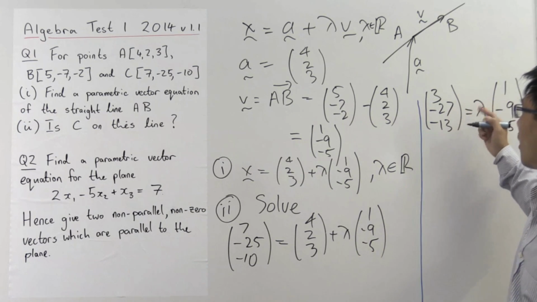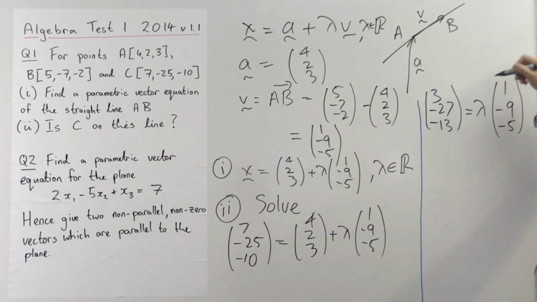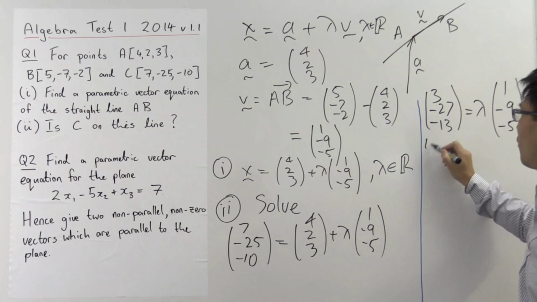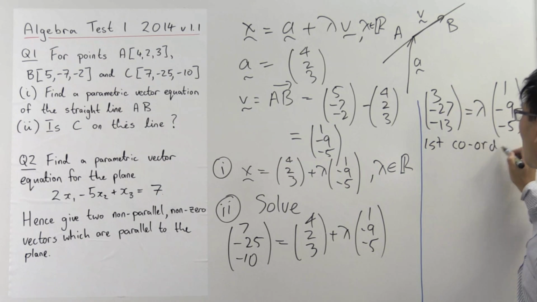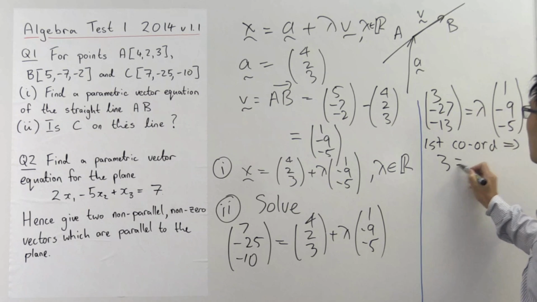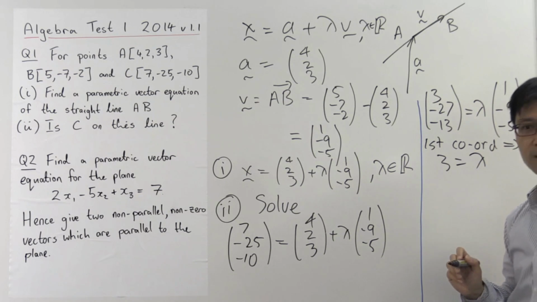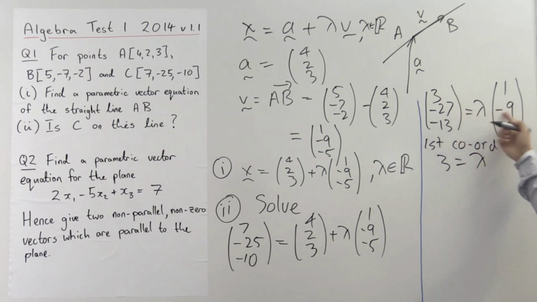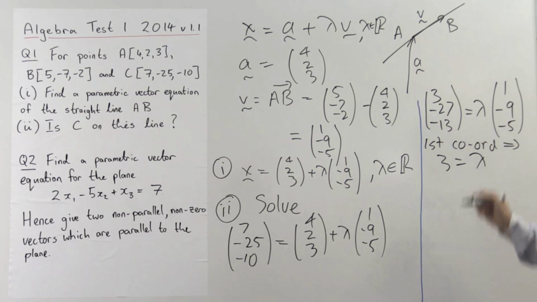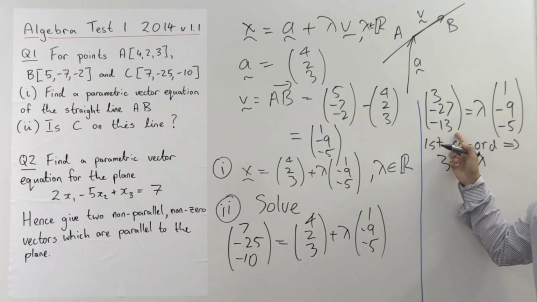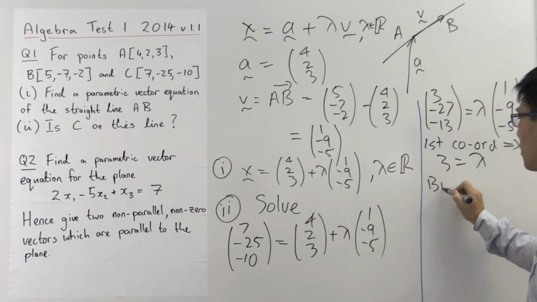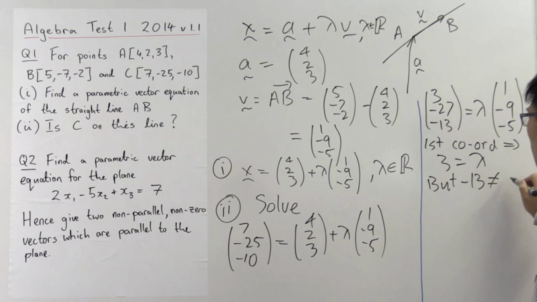Well, the thing is that for the first coordinates to be equal on both sides, you need lambda equal to what? So the first coordinate implies that 3 equals 1 times lambda. Okay? And for the second coordinate, for lambda equals 3, 3 times minus 9 is minus 27, which is fine. But for the last coordinate, if you put in lambda equals 3, you get 3 times minus 5, which is not minus 13. So minus 13 doesn't equal this lambda times minus 5.